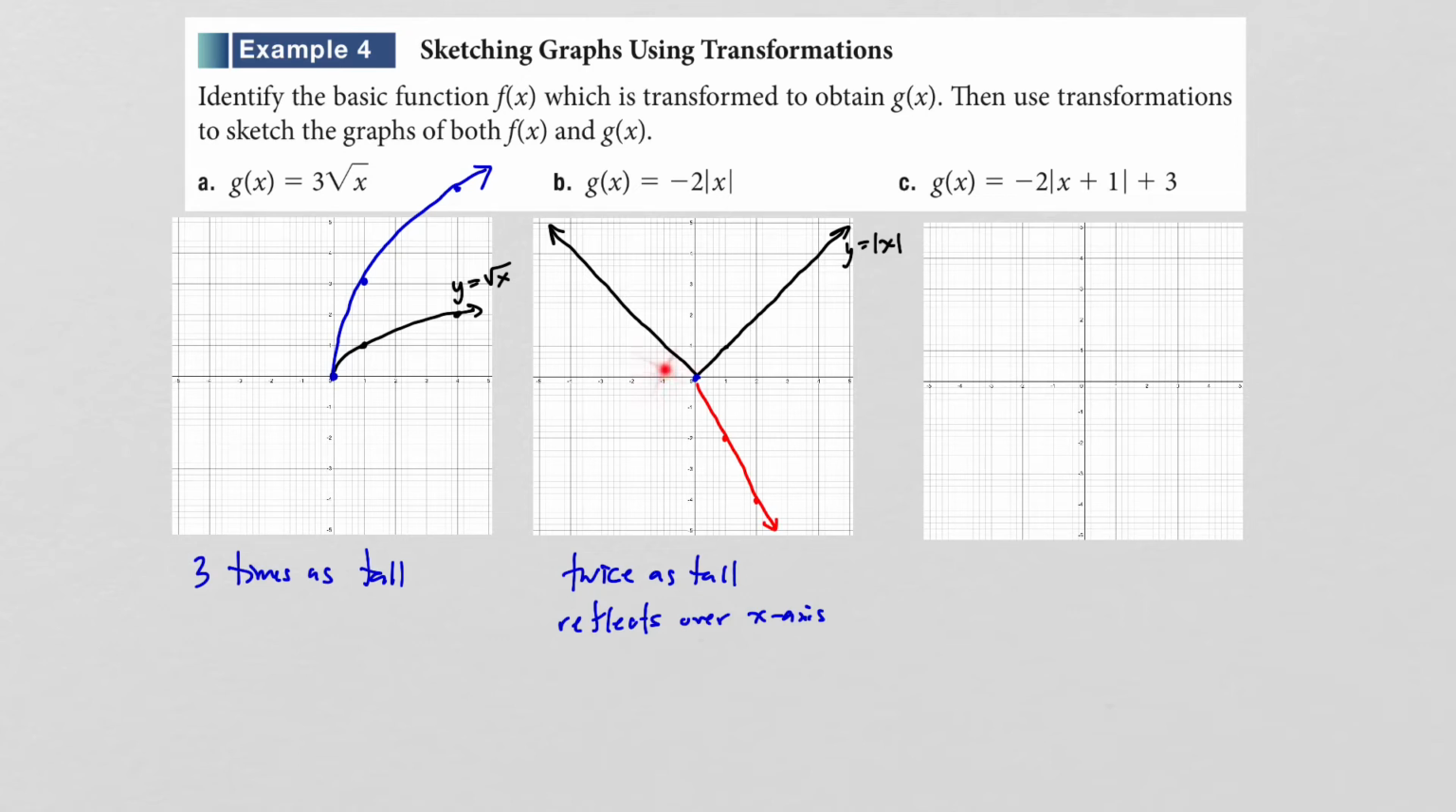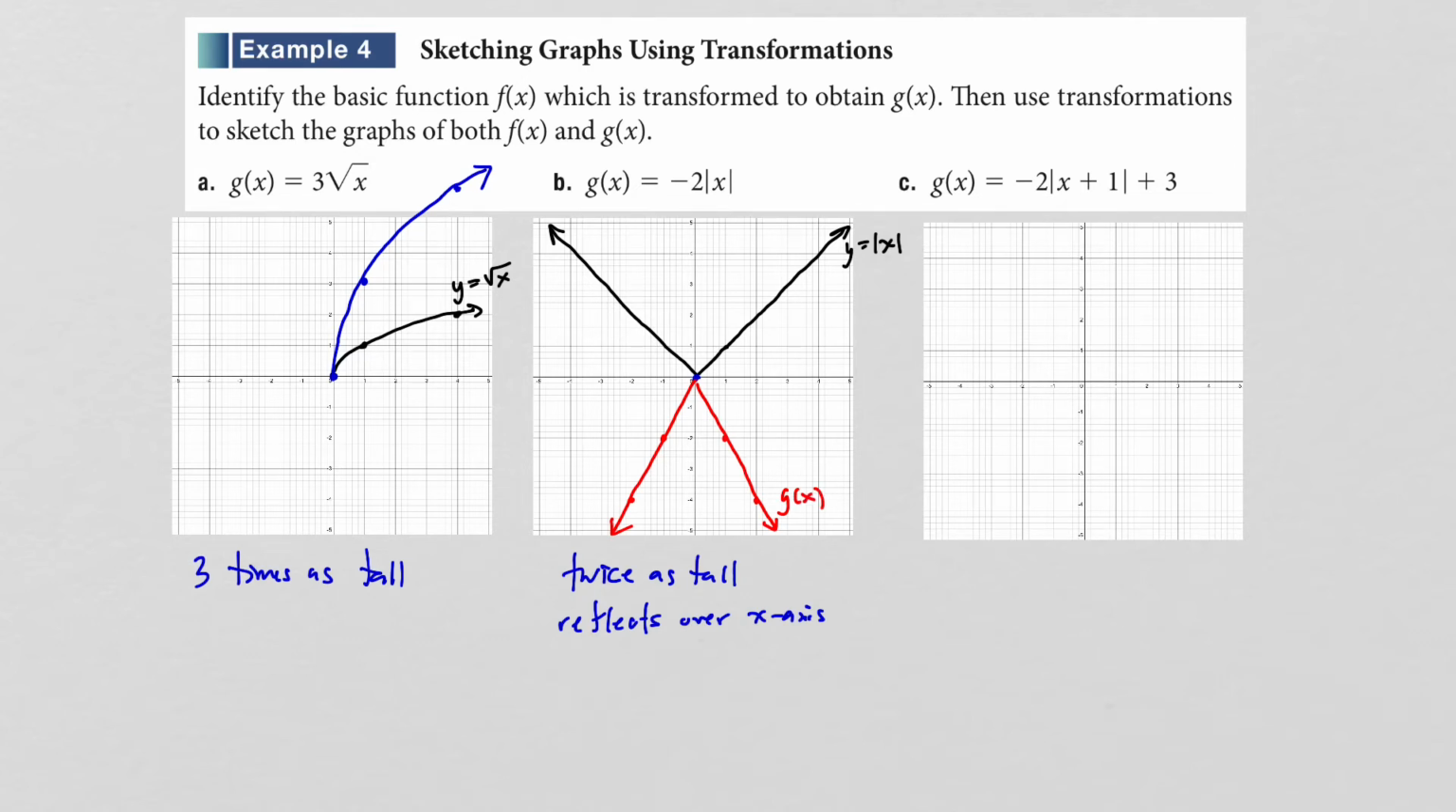So the point negative 1, positive 1, if I multiply it by 2, it gets twice as tall, and then the negative reflects it down across the x-axis. And I could do the same thing for the other point there, and this is what g of x will look like.